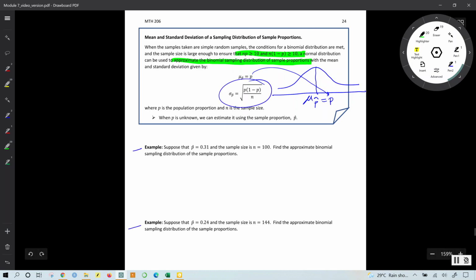Then it also has a formula for the standard error. Let us note this. When p is not known, we can estimate it using the sample proportion.